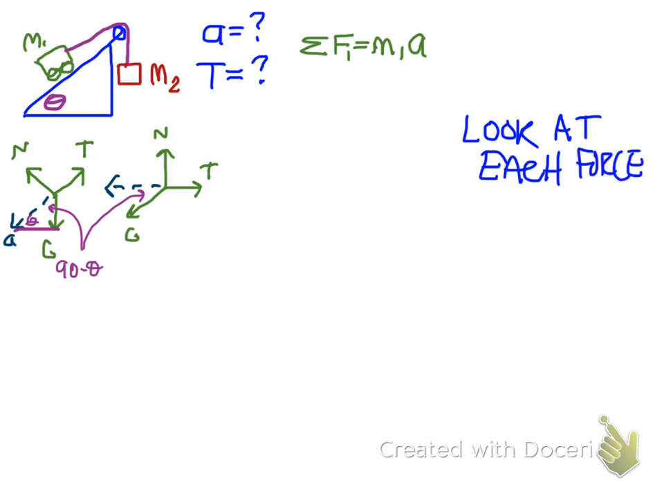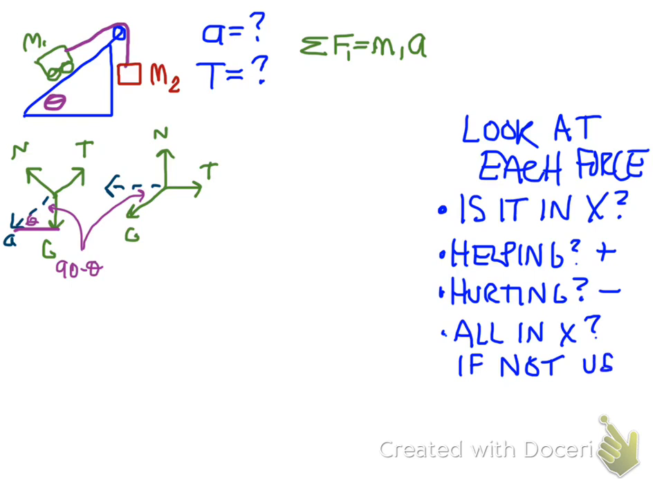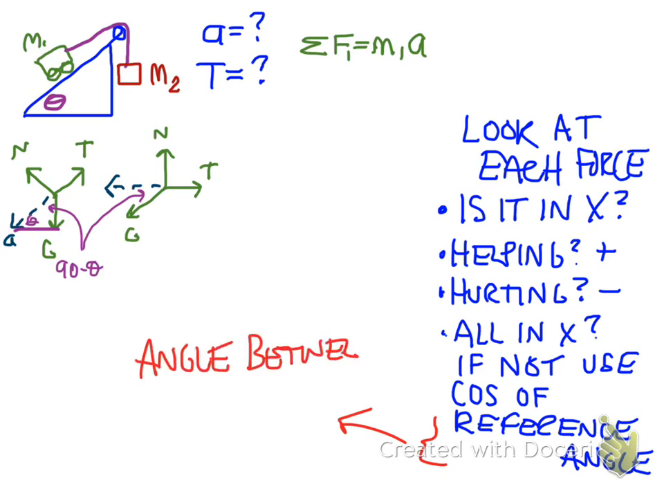So now we have to look at each force and determine if it's in the x. We have to determine if that force is helping, it'll be a positive force, or is it hurting the motion, it'll be a negative force. And then we have to determine, is it all in the x? If it's not all in the x, then we must use the cosine of the reference angle to find out how much of that force is actually in the x direction. The reference angle is the angle between the force and the x-axis. So in this case, that's the 90 minus theta.